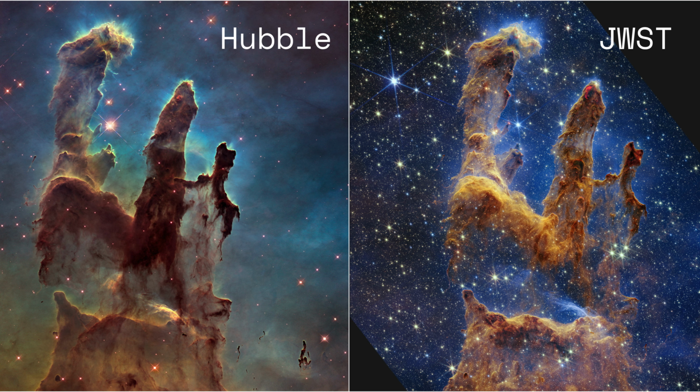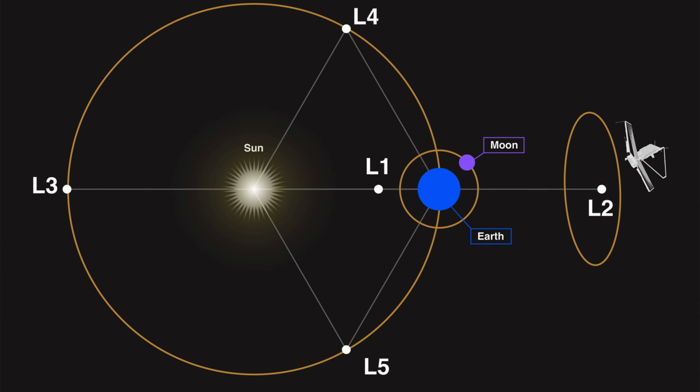The picture shown on the screen is a comparison of the same nebula taken by the Hubble Space Telescope and the James Webb Space Telescope, and it is clearly visible that the James Webb Space Telescope produces much higher resolution pictures, of much higher quality than those of the Hubble Space Telescope.